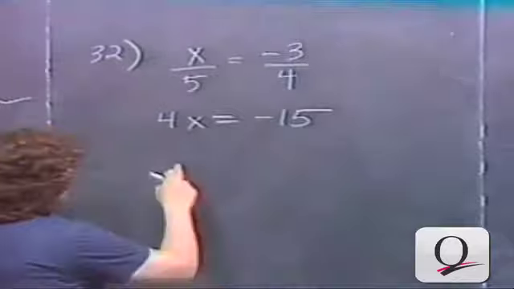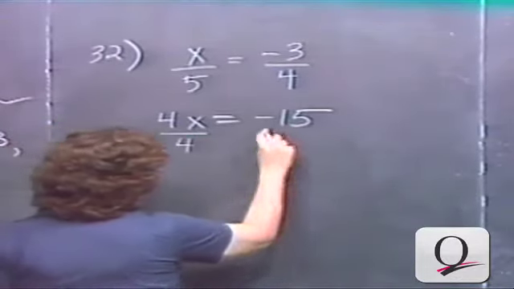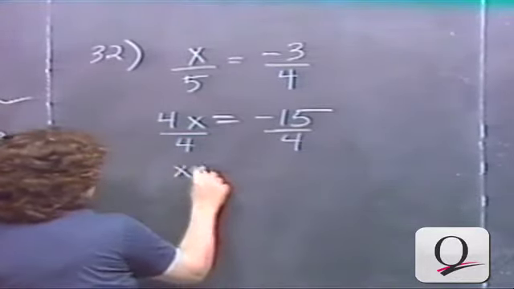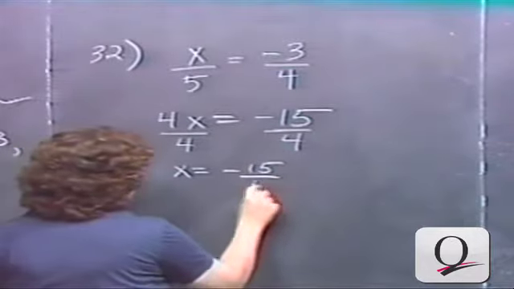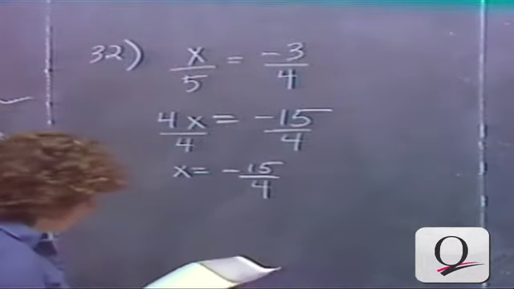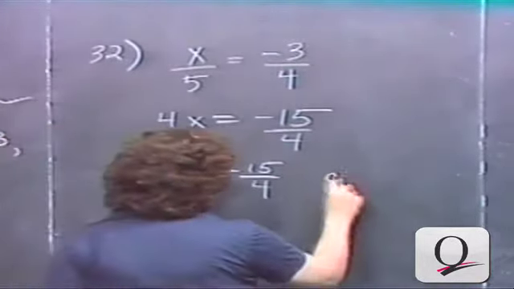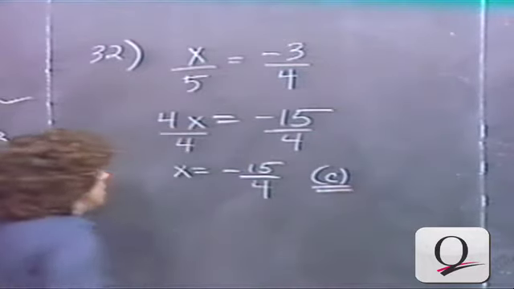And then to solve for x, we divide both sides by 4. X is therefore minus 15 quarters, and minus 15 quarters is choice C on the test.